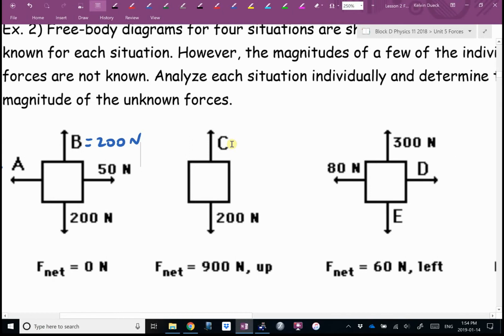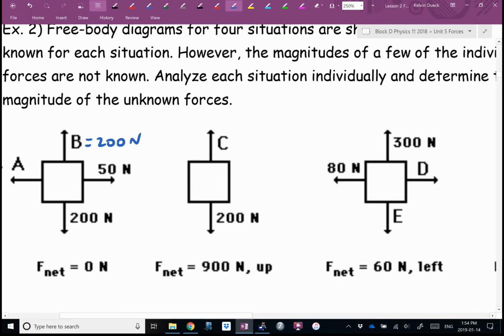And don't say 900. Sorry, did I say the net force is 200 newtons? The net force is 900 newtons up. How big is C? And don't say 900. It can't be. Can't be 700. 700 would give me 500 newtons net force.